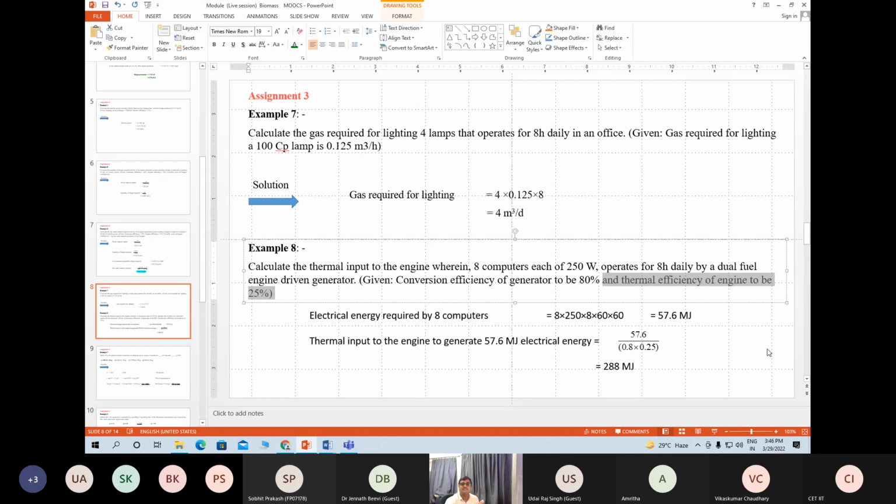I got the value, that is 288. So that is the thermal input which is going to the engine in this case. Okay, so we can simply see how simple this example is. I will slightly change this particular requirement and ask to calculate the thermal input to the engine. That way, these small examples can be solved. You just try to figure this out. So you'll come to know how easy it is to calculate this example. It's very easy.